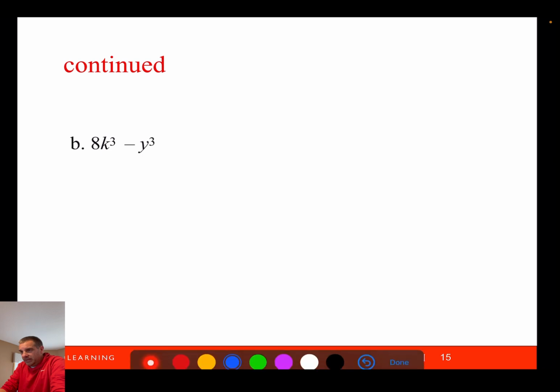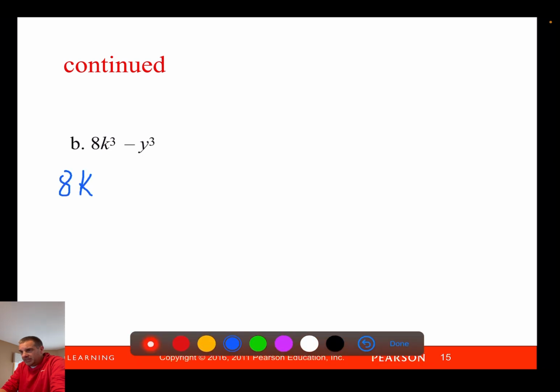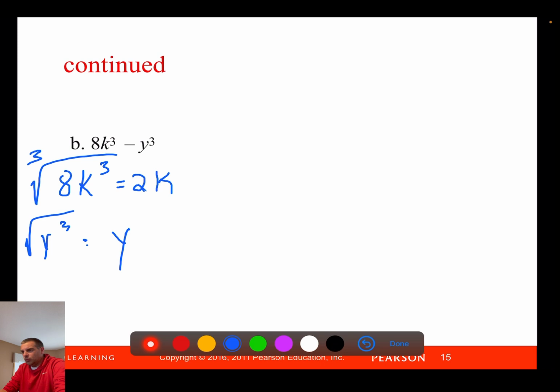So the first thing we have to do is take the cubed root of 8k cubed. The cubed root of 8 is 2. The cubed root of k cubed is k. So that's going to be that x value in there. Y cubed, the cubed root of y cubed is y. So these are going to be my x's and my y's.